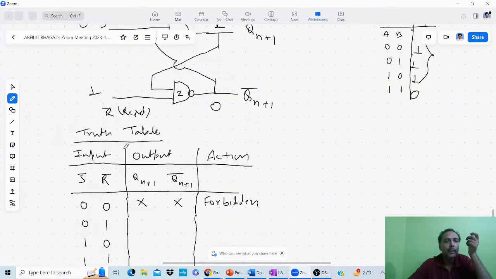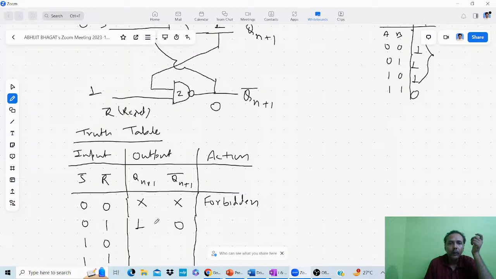So for 0 1, this is 1 and this is 0. So your Q is 1, so it is the set condition. Okay. Next is 1 0.